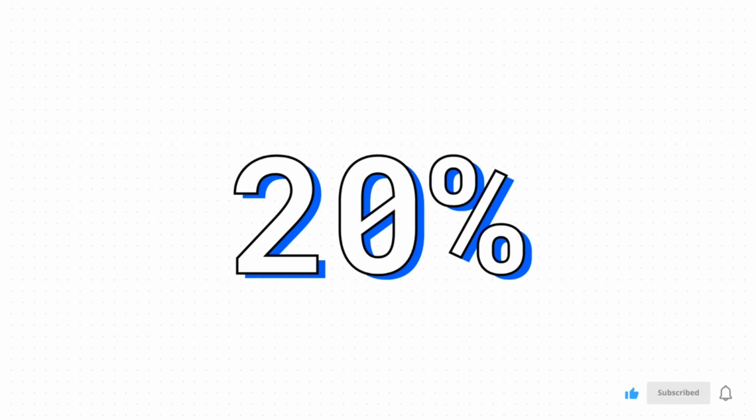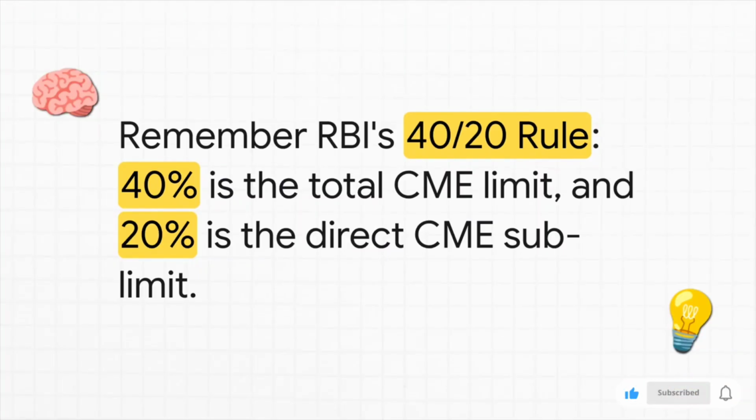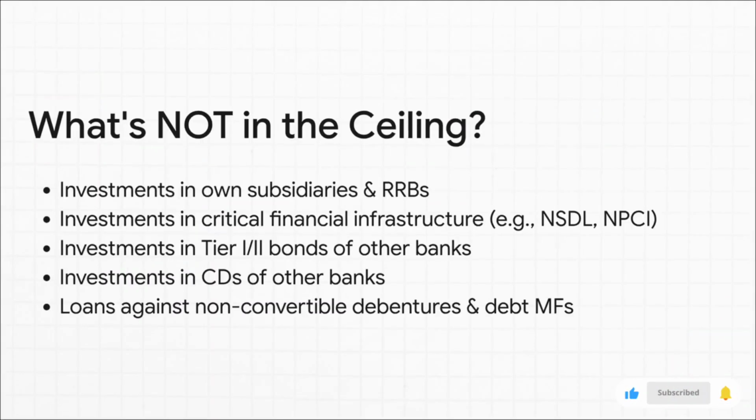The RBI is basically saying, okay, the total risk is 40%, but the highest risk stuff, we're putting a much shorter leash on that. So how are you going to remember this in a high-pressure exam hall? Easy. Just think of it as the RBI's 40-20 rule. That's your mnemonic. 40% for the total, 20% for the direct. It's that simple. The 40-20 rule. Lock it in.